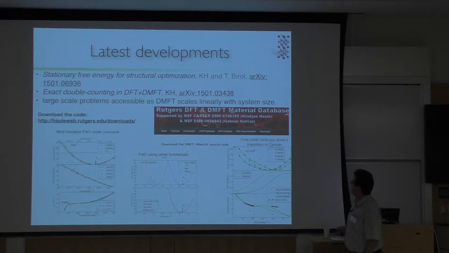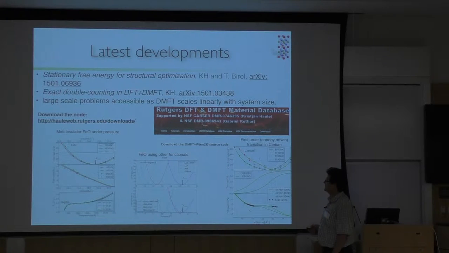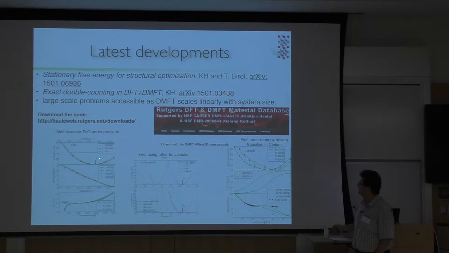Okay, so just briefly about the latest developments. As I mentioned, the stationarity of the free energy is very important. Here are some examples of how we calculate with LDA plus DMFT the equilibrium volume for simple systems such as iron oxide. We get very good agreement with the experiment for the PV phase diagram. And also for systems such as cerium, where the entropy is very important for a structural transition. It turns out if you don't include the electronic entropy, you get a completely wrong phase diagram. So we can look at the phase diagram at finite temperature, including electronic entropy, with this method.